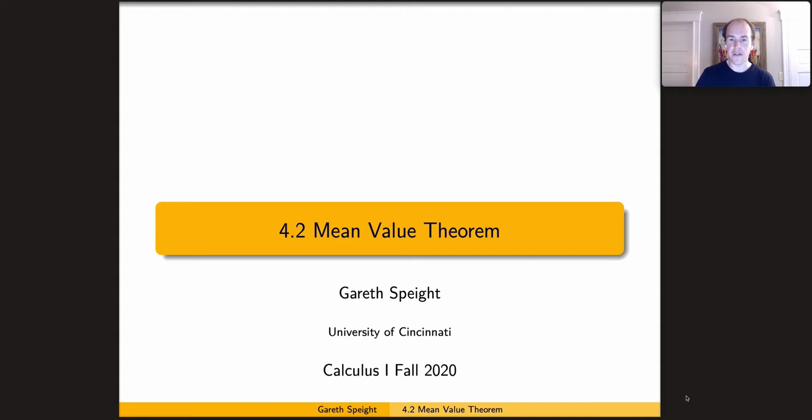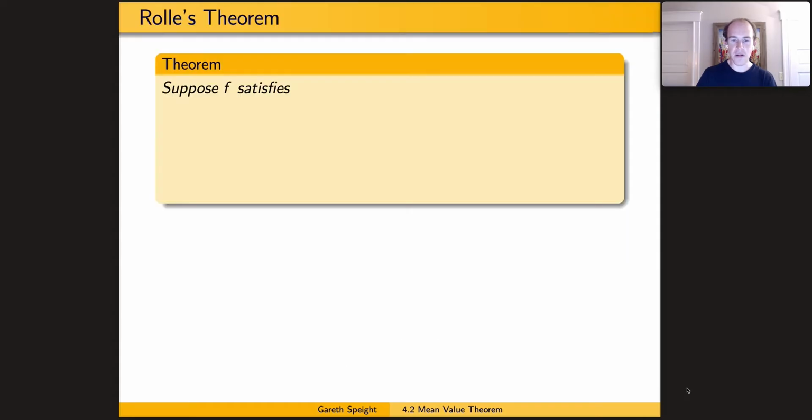Another way is if we have some kind of physical process, then at some point the instantaneous rate of change is equal to the average rate of change. Okay, so let's get to work towards the mean value theorem. Before we do that, we need to first talk about Rolle's theorem, which is a kind of baby version of the mean value theorem.